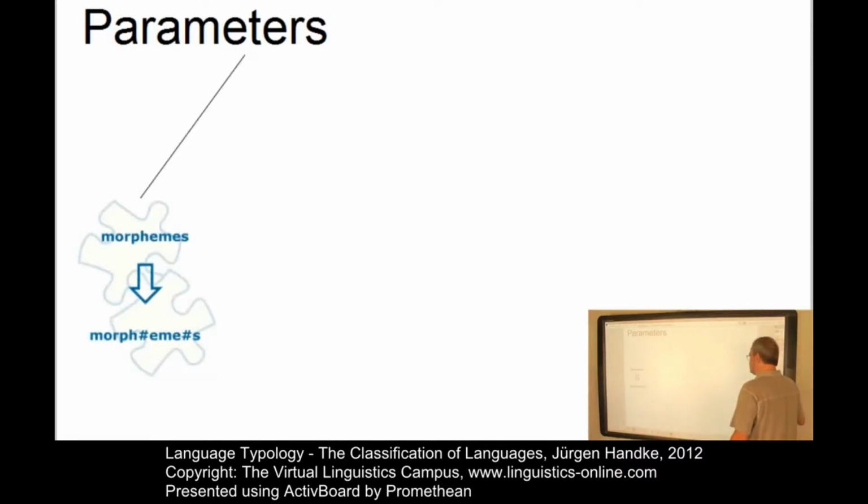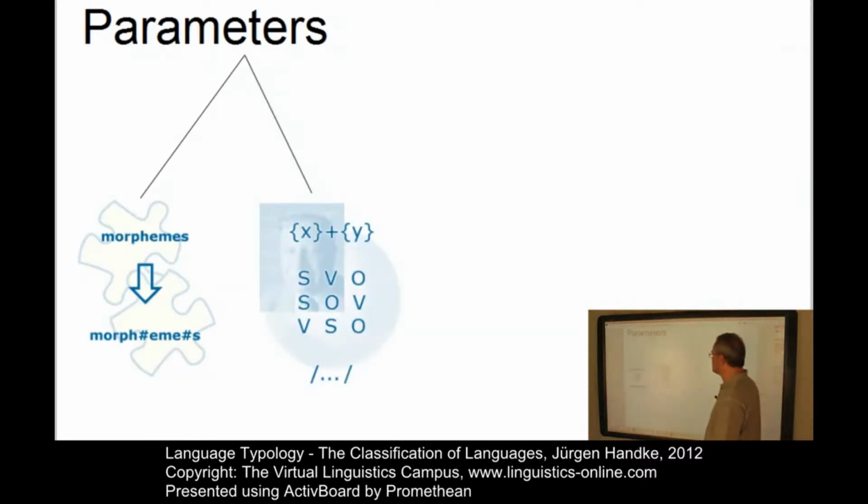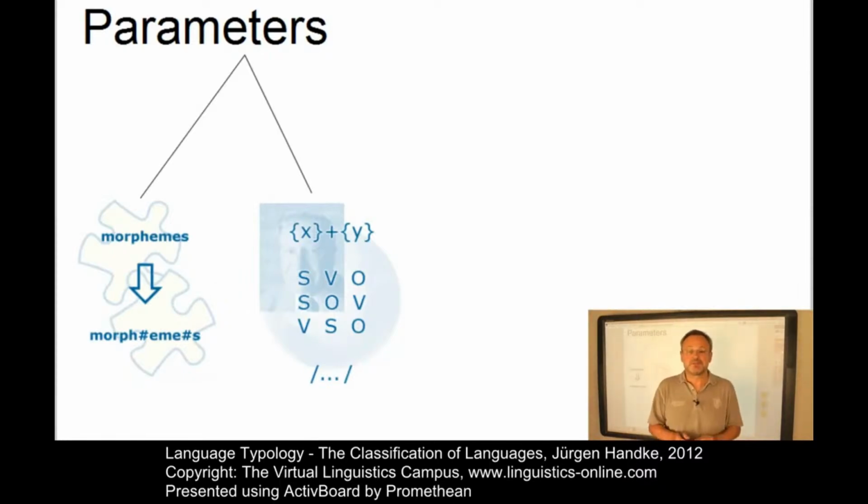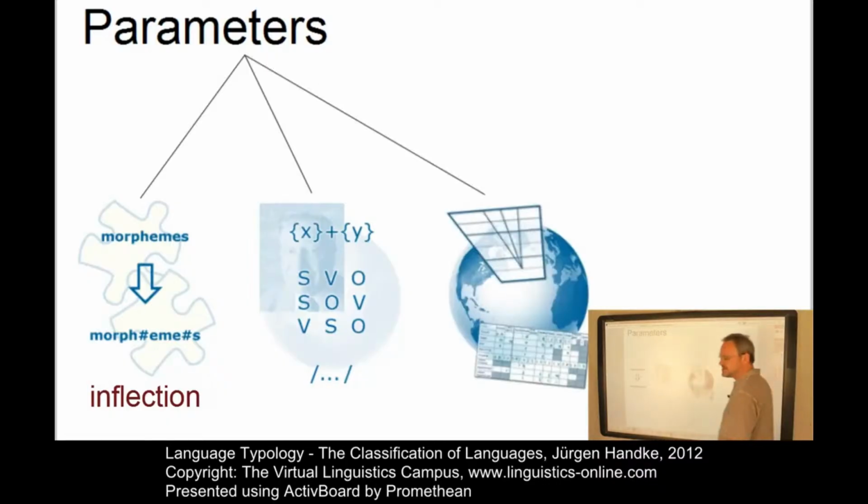For example, there is the morphological or structural parameter. Another one concerns the classification of languages in terms of their basic word order pattern. Whereas the first parameter, the morphological or structural one, classifies languages on the basis of their word structure, in particular in terms of their inflectional properties, the second uses the sequence of the basic functional elements of clause structure, that is, subject, verb, and object. A third parameter can be used to classify languages on the basis of their phonological structure.